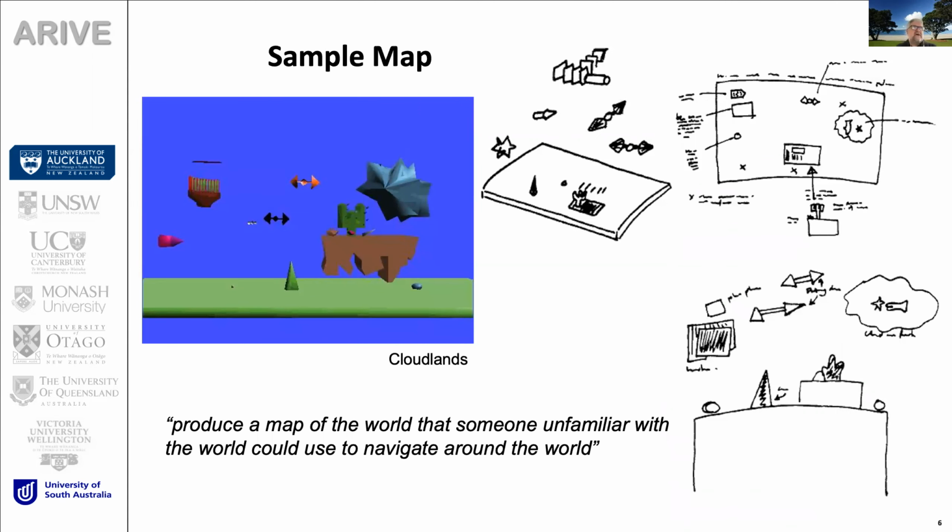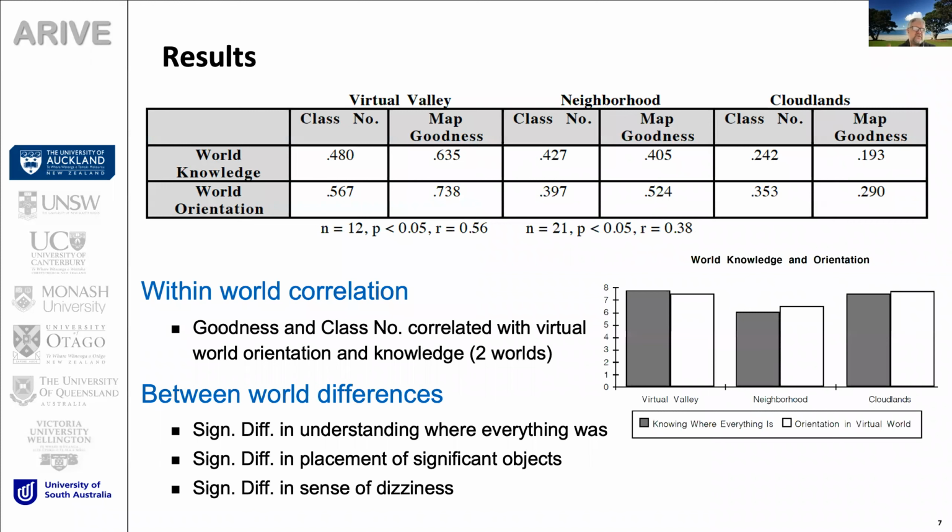So this is some example results. The blue square there shows an example of one of the virtual worlds that we had. This is called Cloudlands. It was supposed to be a virtual world that's all in the clouds. Very simple graphics, obviously. And on the right-hand side are some of the sketches drawn from this. You can see one person's drawn a kind of a 3D sketch, other person's drawn a top-down view, and the other person's drawn a kind of a front view. And people were told to produce a map of the world that someone familiar with the world could use to navigate around it.